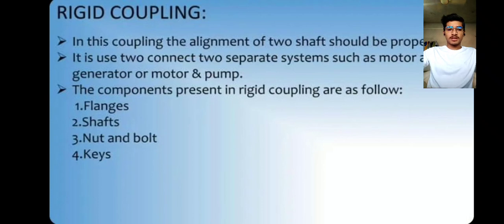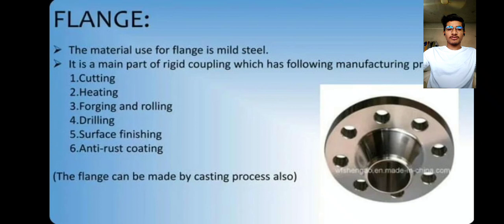So moving further, this is the manufacturing process of flange. The material used for flange is mild steel. It is the main part of rigid coupling which has the following manufacturing processes. The first is cutting, then heating, forging and rolling, drilling, surface finishing, and anti-rust coating. So we will see the manufacturing process.